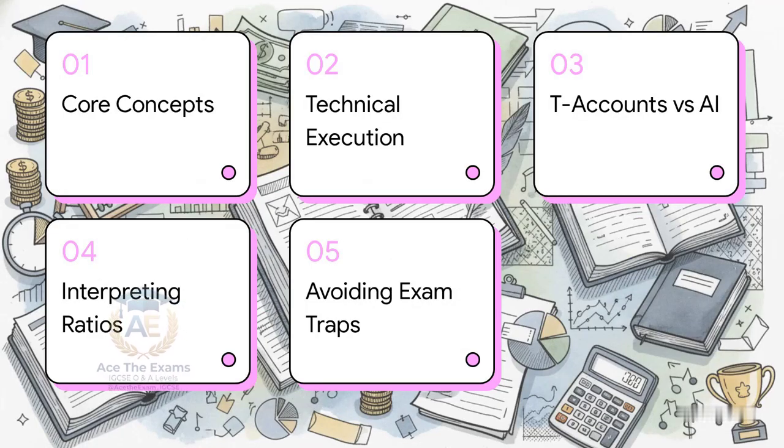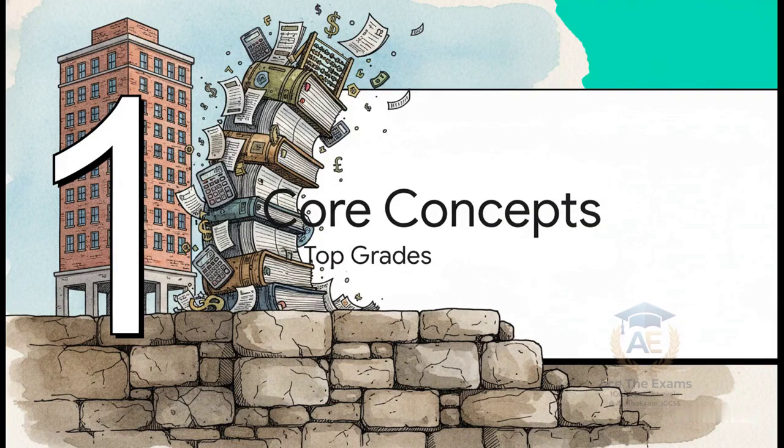So, to guarantee those maximum marks, we are going to strictly follow this agenda today. We'll start with core concepts for top grades, move into flawless technical execution steps, then compare T accounts versus modern AI. After that, we'll dive into interpreting ratios and profitability, and finish up by looking at how to avoid strict exam traps. Okay, let's jump right into Section 1, Core Concepts for Top Grades.